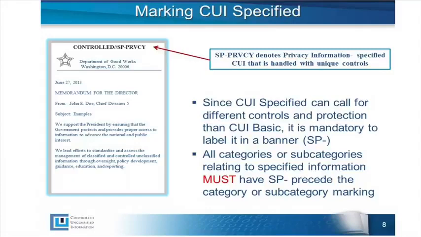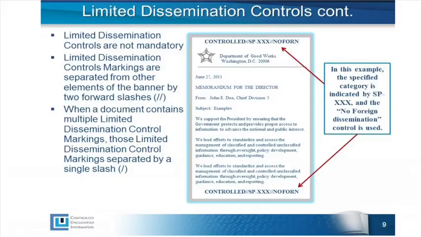To clarify, marking subcategories and categories is not required for CUI Basic, but it is still highly suggested. Limited dissemination controls, like categories and subcategories, can be added to the CUI banner marking. They are also not mandatory, but a highly suggested practice, as they can be used to convey any limited dissemination controls needed when handling that CUI.